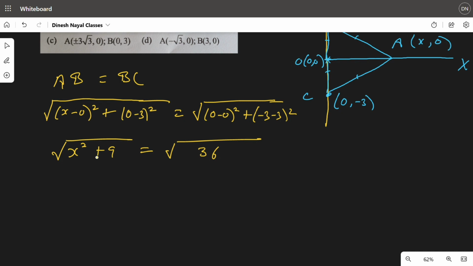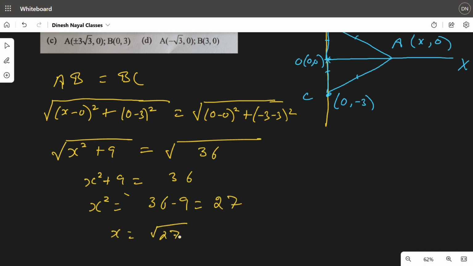So you can remove the under root, or you can just do square on both sides. The under root will be removed. This will be x square plus 9 equals 36. Take 9 to that side, that will become x square equals 36 minus 9, that equals 27. So what is x? X is under root of 27, actually plus minus under root 27.